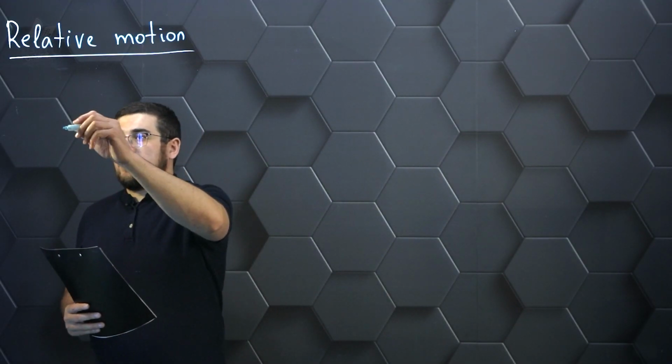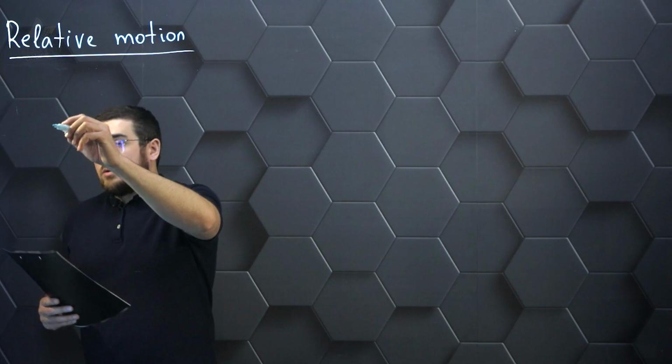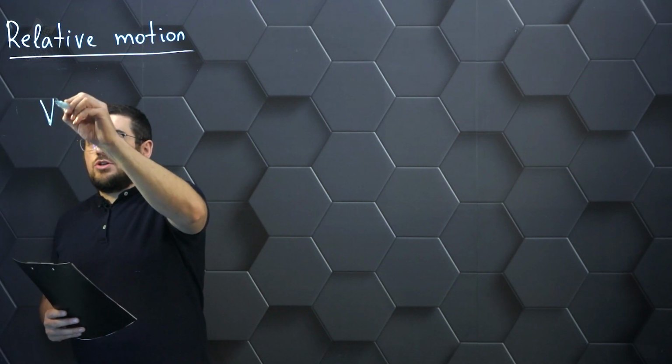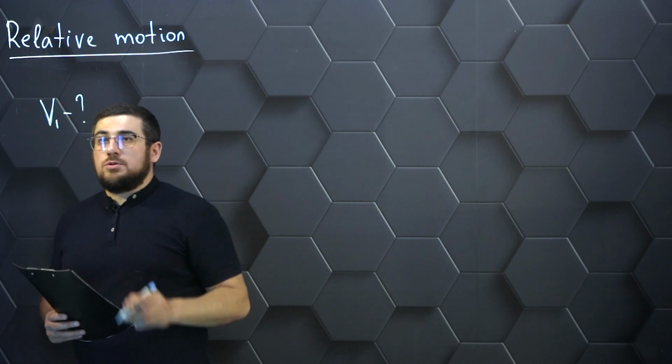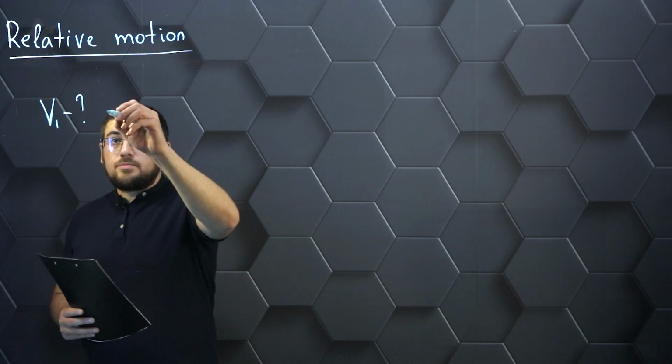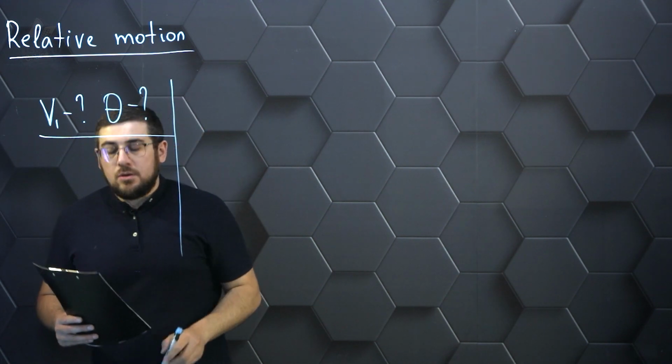Let's first write down the conditions of the problem and look at the figure to see what the construction of this motion looks like. We want to find the velocity of the ferry, so we will denote this velocity by the letter v1. And we will denote the direction by some angle theta, which we will look for further in the problem.